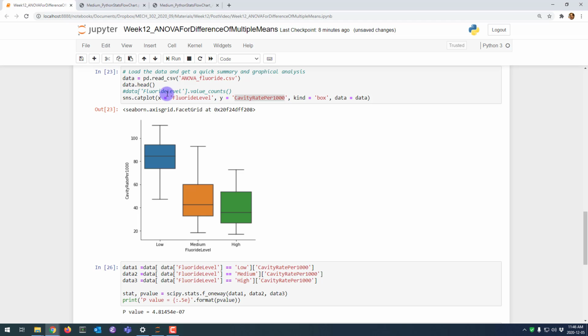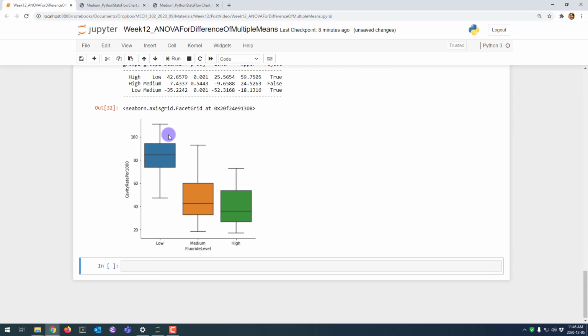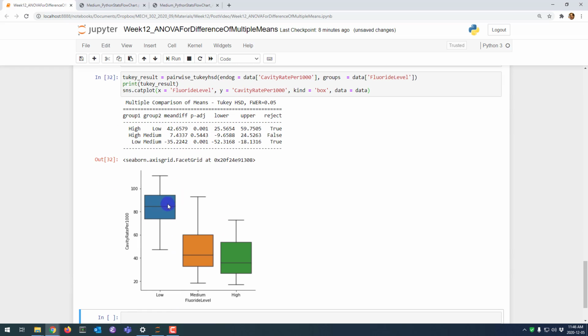Actually, let's bring this graph right down beside us here so we can do them both side by side. There we go. Perfect. The high to low, you can see the difference here is about 40-ish between the means.